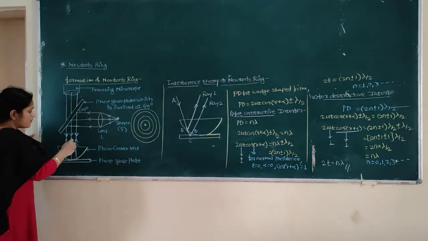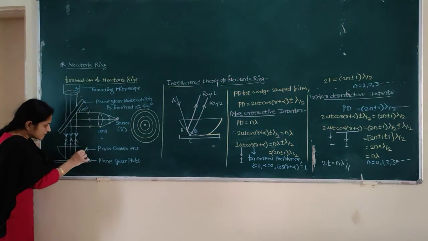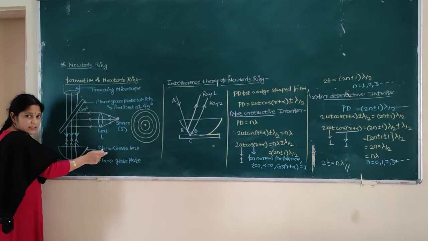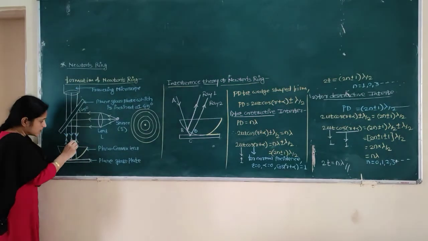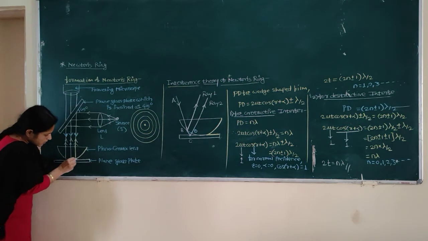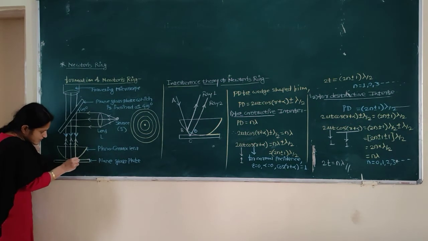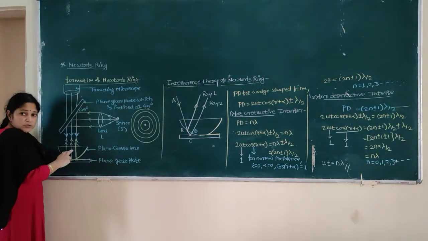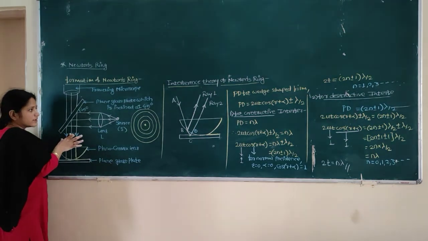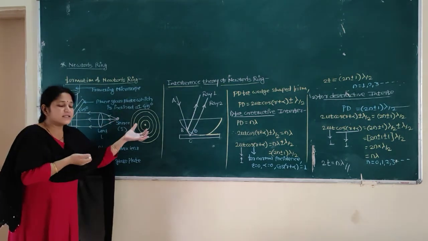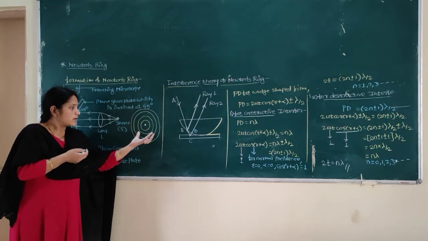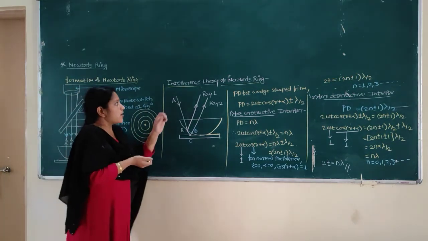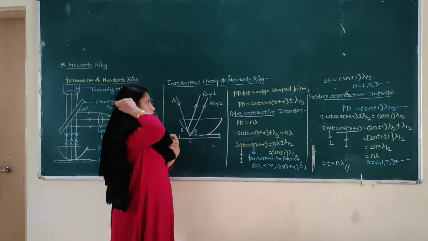Okay. After that a part of incident light is reflected back from the curved surface of the plano-convex lens and a part of incident light is reflected back from the plane surface of the plane glass plate. After that two reflected rays interfere with each other and form the interference pattern which is in the form of circular rings. So we get rings like this, called Newton's ring. Okay. Now after that we discuss the interference theory of Newton's ring.